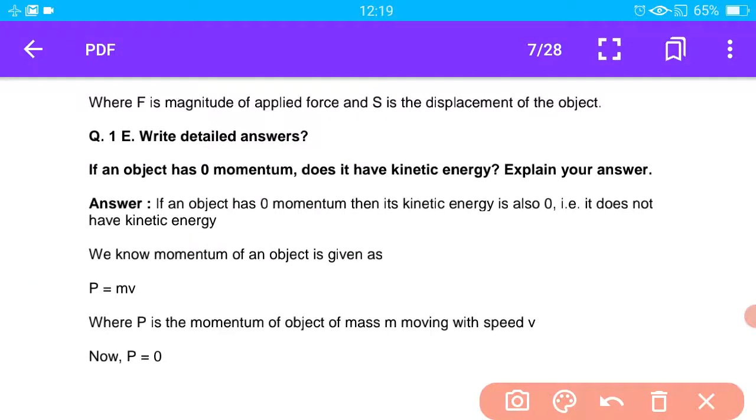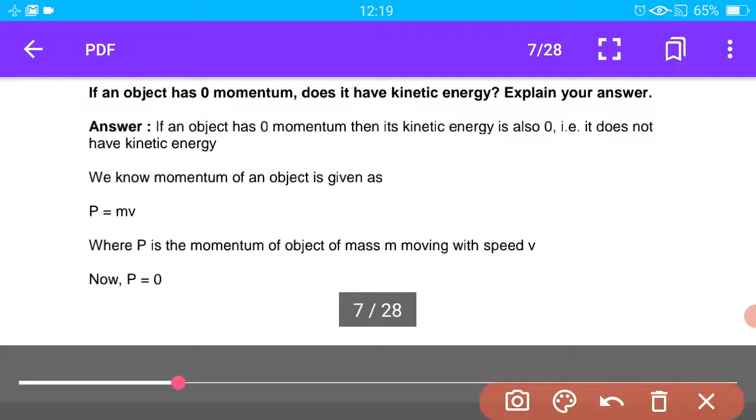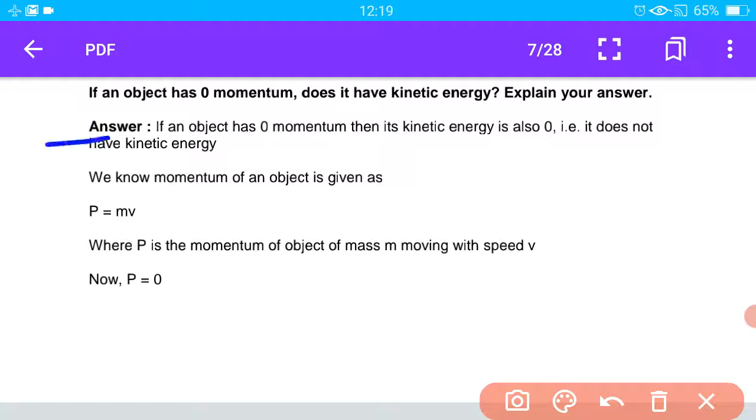Question number 1E, write a detailed answer. The question is, if an object has zero momentum, does it have kinetic energy? Explain your answer. Answer: If an object has zero momentum, then its kinetic energy is also zero, that is, it does not have kinetic energy.